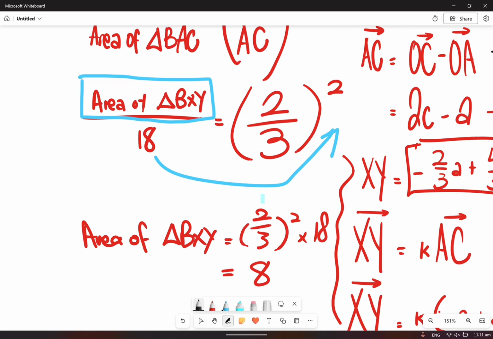In this situation, you don't know the measurements. Remember just now, I said we don't have the measurements, we only have the proportion. So we'll just say 8 units squared. That's how you would do a question like this.